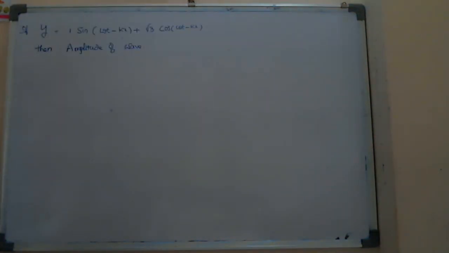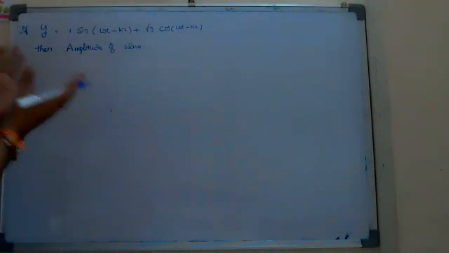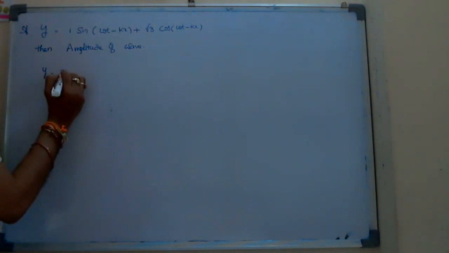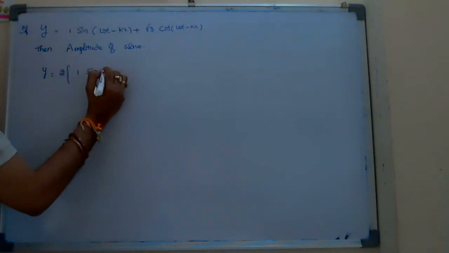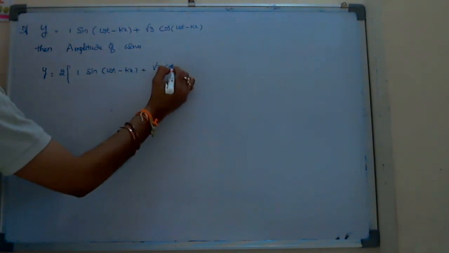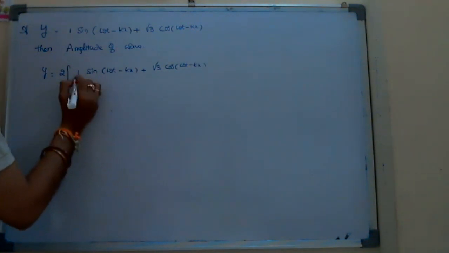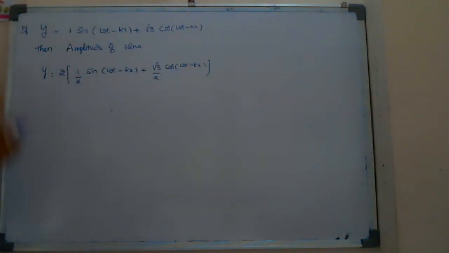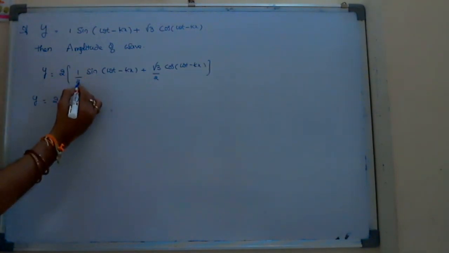Logically, how is it? It is simply the combination of two waves. So, to write something from our mathematics, what I am going to do is multiply with 2 and divide with 2 the whole equation. That is 1 sine omega t minus kx plus root 3 cos omega t minus kx, whole divided by 2. Look, it appears like y is equals to 2 into half.